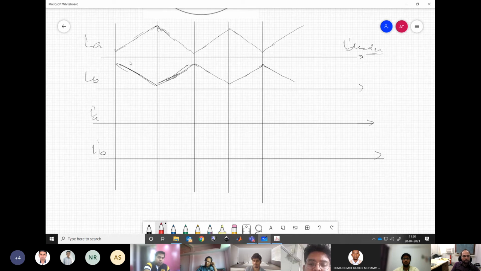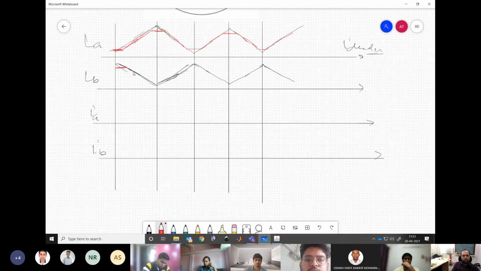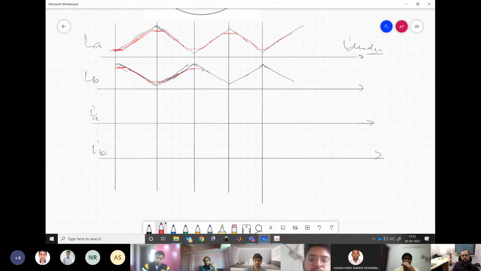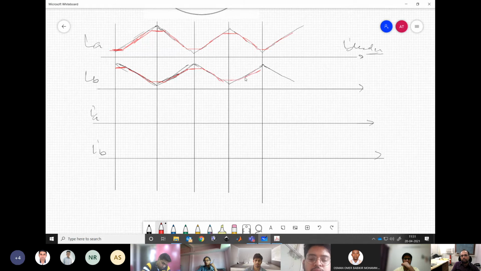Practically, it may be flat at the minimum for some time, then it will move and then become flat. Something like this it will look like, the practical inductance for phase A. And for B, it will look like maximum for some time, then reducing, then minimum for some time. Clear?